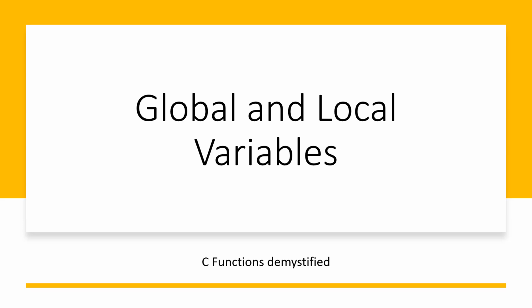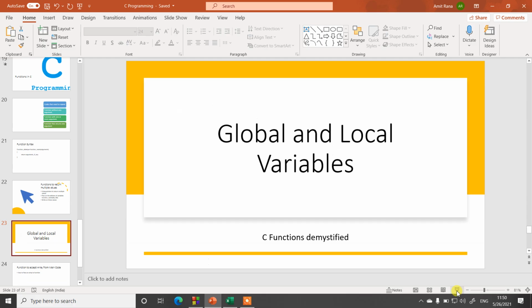Therefore, there is no point discussing these things in advance. As said, this is supposed to be a fast track course, or a kind of crash course. Therefore, the concepts are added only when they are needed. Now, what are global and local variables and how are they useful in C programming? Let's try to understand this.